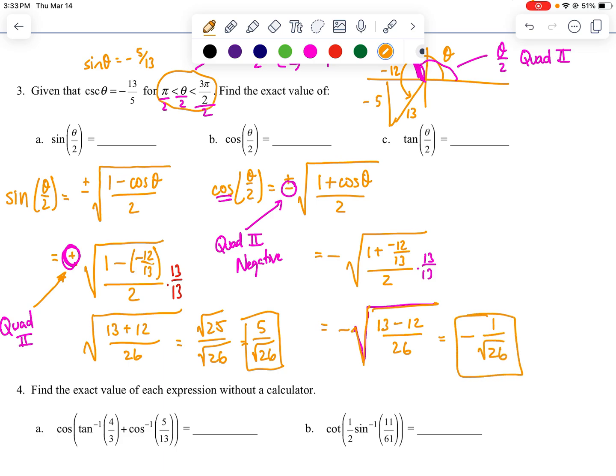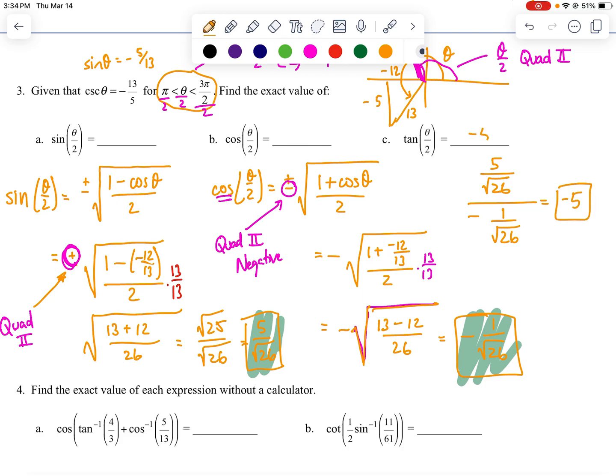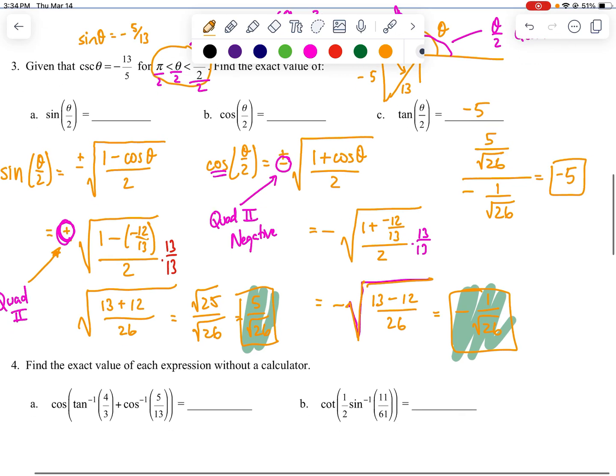And again, when I'm doing the tangent, I think the easiest thing to do is, rather than use the tangent formula, since I already have the sine and I have the cosine, I might as well just divide the sine by the cosine. So if I take the sine of the angle cut in half, that's 5 over radical 26, and I divide it by the cosine, which would be negative 1 over radical 26, I just get negative 5. Right? The radical 26 cancel out. Boom, done. So if I've taken the time to find the sine and the cosine, getting the tangent, I can just use my old ideas.